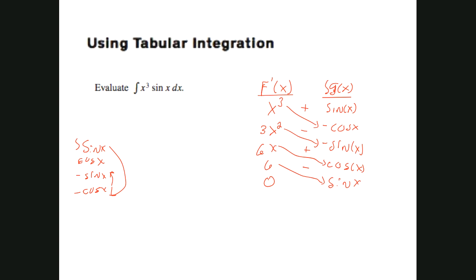So my integral is going to be x to the third. It's going to be negative, right? Because the negative times the positive, so that's going to be negative x to the third cosine of x. And then I've got a negative times a negative, which is positive, so that's going to be plus 3x squared sine of x. Positive times positive, so that's going to be 6x cosine of x. And 6 times a negative, so that's going to be negative 6 sine of x. Oh, man, that is a crazy integral.